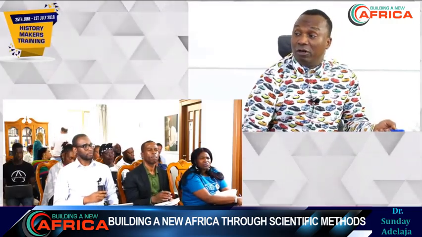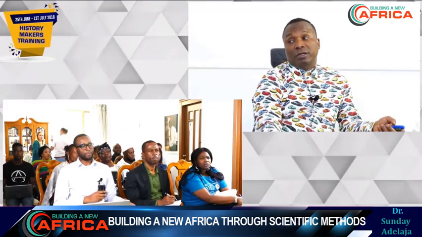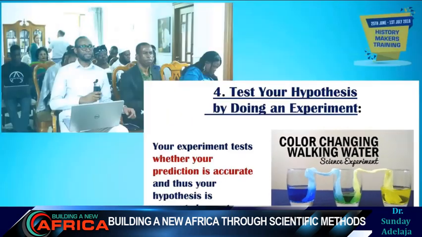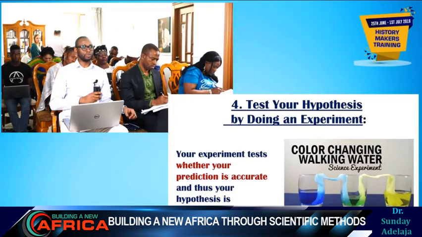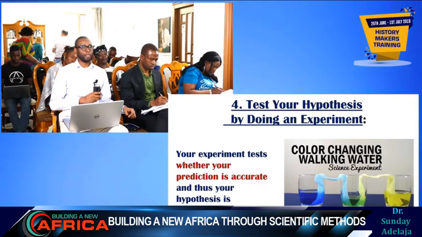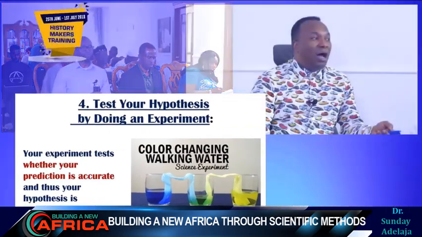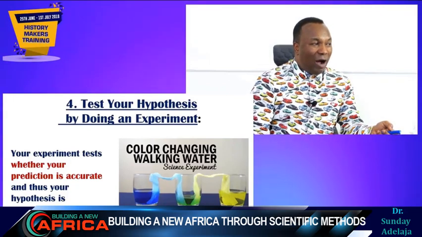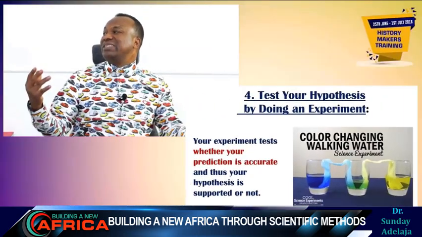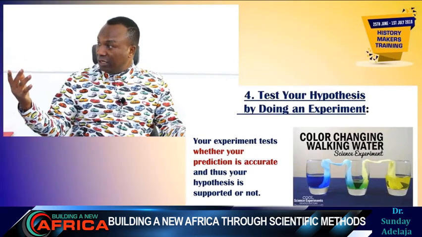Yeah, go ahead. Step number 4 of the scientific method: test your hypothesis by doing an experiment. Your experiment tests whether your prediction is accurate, and thus whether your hypothesis is supported or not. It is always important for a hypothesis to be tested. Why? For accuracy, number 1. Secondly, so that you know that it is supported. There is a base for it, there are foundations for it.